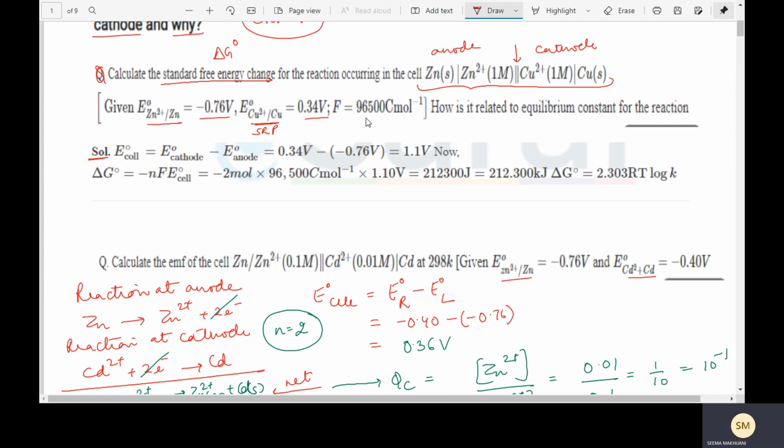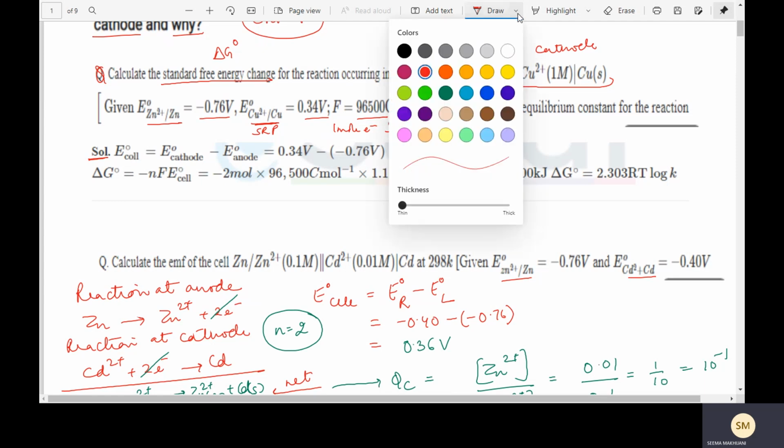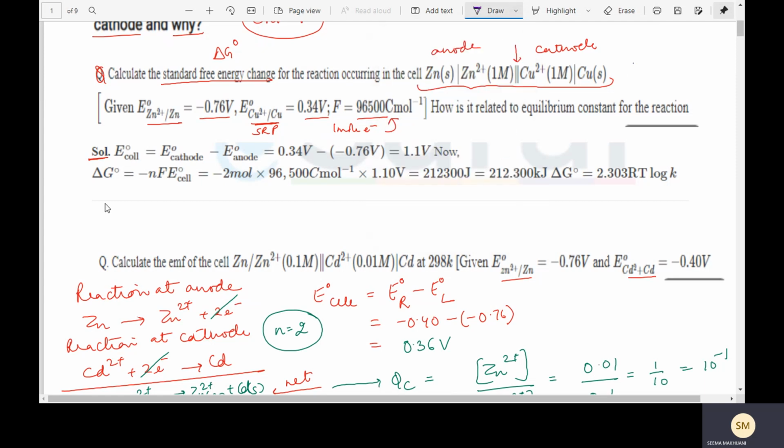1 Faraday is equal to 96500 coulombs per mole. That is the charge of 1 mole of electrons. So 1 मोल इलेक्ट्रॉन्स का जो चार्ज होता है उसको हम 1 फैराडे बोलते हैं. Now how is your delta G naught related to the equilibrium constant of a reaction is also to be done. I'll take up the theory part first.